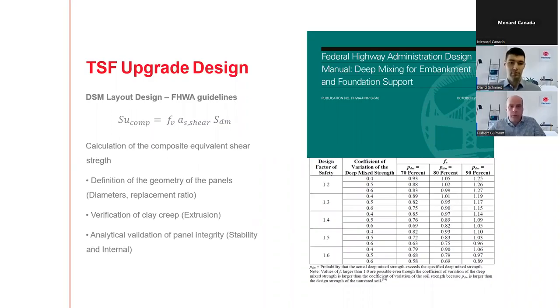That guideline, the FHWA guideline, is fairly good to capture the risk of variability in your soil mixing panels. It also gives you some good references to validate the extrusion between the panels, so the creep that could occur between the panels, and also the panel integrity, so the structural integrity of your panel. These are preliminary validations, but a very good step to include in your preliminary design for stability improvement using soil mixing panels or even columns.